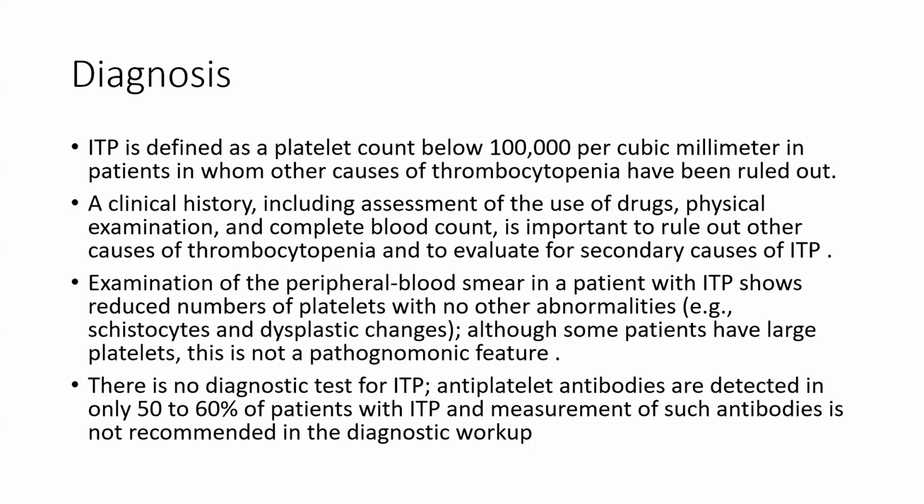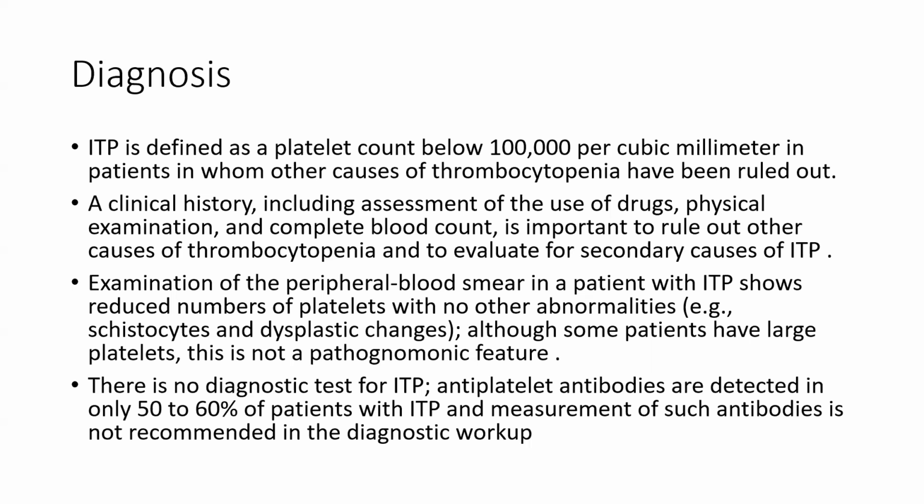So the diagnosis of ITP is defined as platelet count below 1 lakh per cubic millimeter in patients in whom other causes of thrombocytopenia have been ruled out. Clinical history, including assessment of use of drugs, physical examination, and complete blood count is important to rule out other causes of thrombocytopenia or to evaluate for secondary causes of ITP. Examination of the peripheral blood smear in patients with ITP shows reduced number of platelets with no other abnormalities like schistocytes or dysplastic changes.